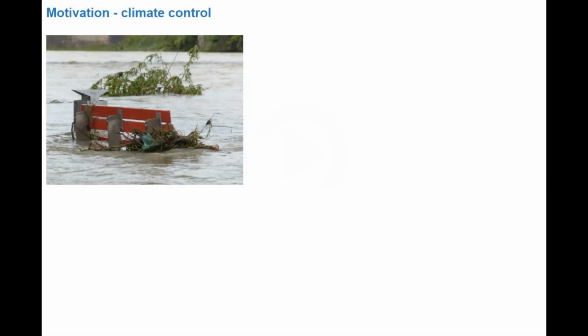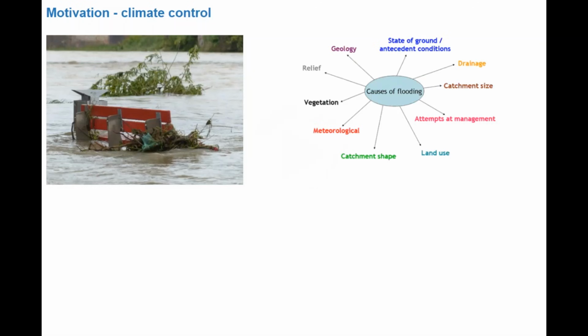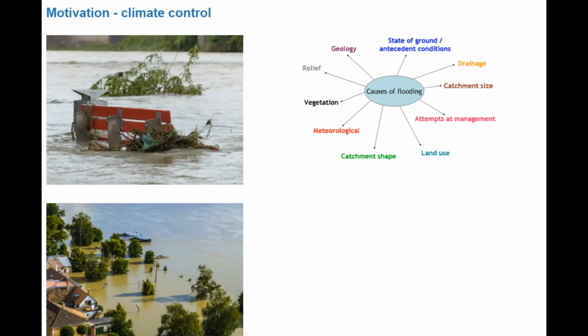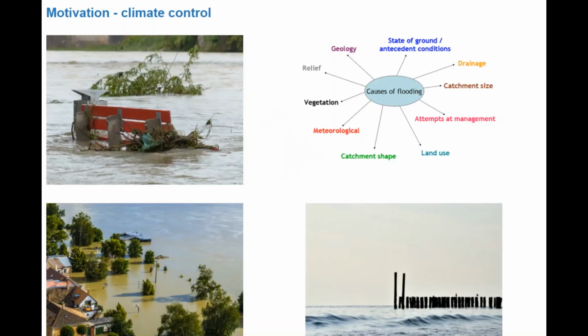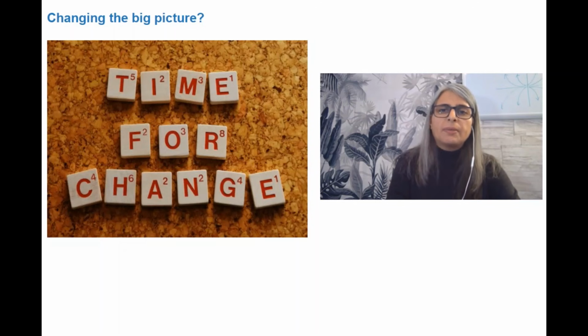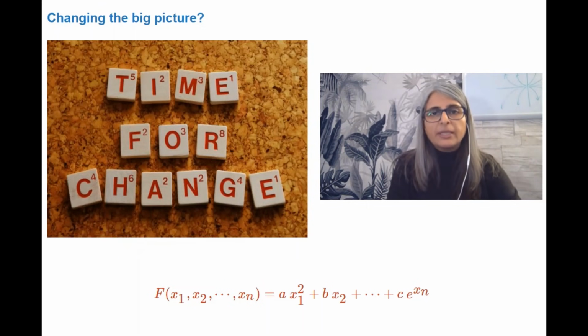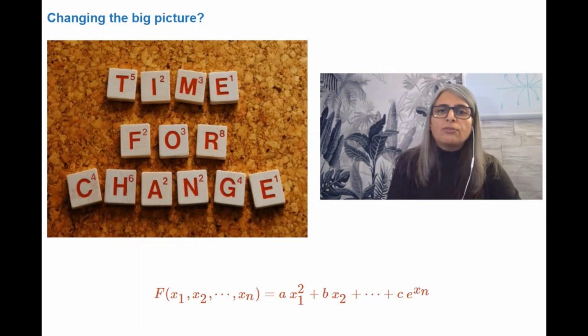Another good example could be of flooding. If you have flooding in your area at some point of the year, you must know that it could be due to many factors. It could be the location of your area, the geology, the state of ground conditions, could be drainage problem, the catchment size, vegetation, or it could just be the mismanagement. So if we call the bigger phenomenon big F, and it depends on many small underlying processes, we call them x1, x2, up to xn mathematically, then we can express the dependency of F on all these variables in terms of a combination of those variables.